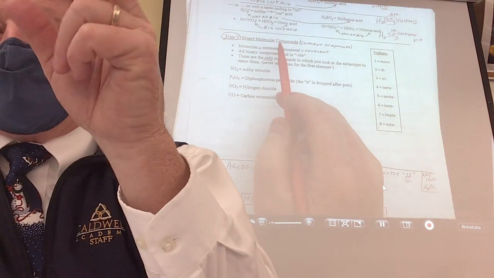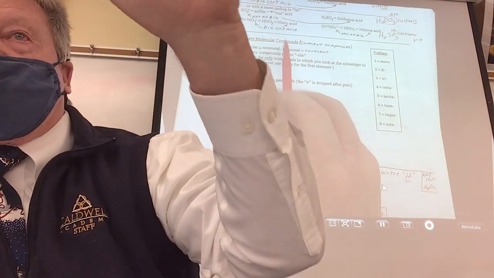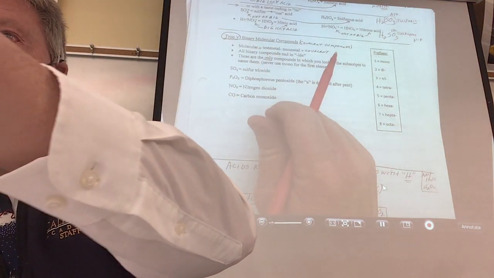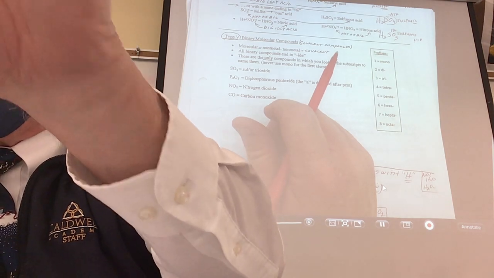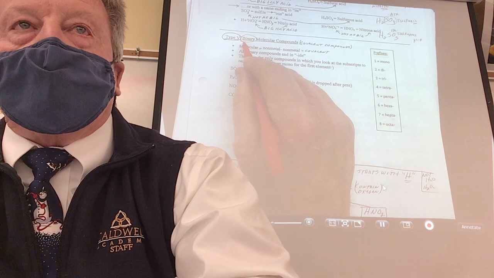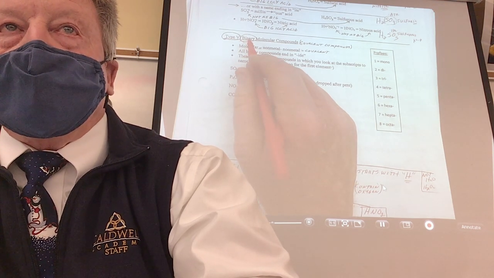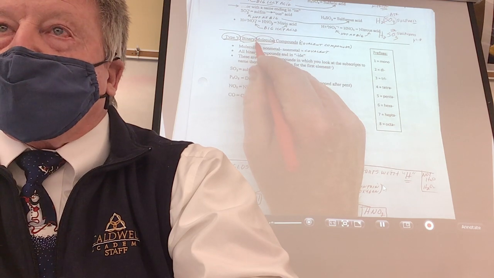Everything so far, type 1, 2, 3, and 4, everything so far has been a positive ion and a negative ion, or called ionic compounds. Got that? So don't forget everything you've learned. This is called binary. What's binary mean again? Two elements. And now, it does not say ionic. What's it say?